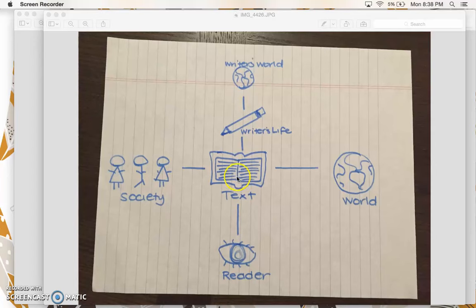Below the book, we can also look for places of meaning or ways of making meaning based on our own reactions to a text. So draw an eye and write the label reader. This eye represents you, so we can focus on how you react from the text. We can focus on the text itself. We can focus on how the author shapes the text, or we can use a text as a tool to learn more about the world and more about society.